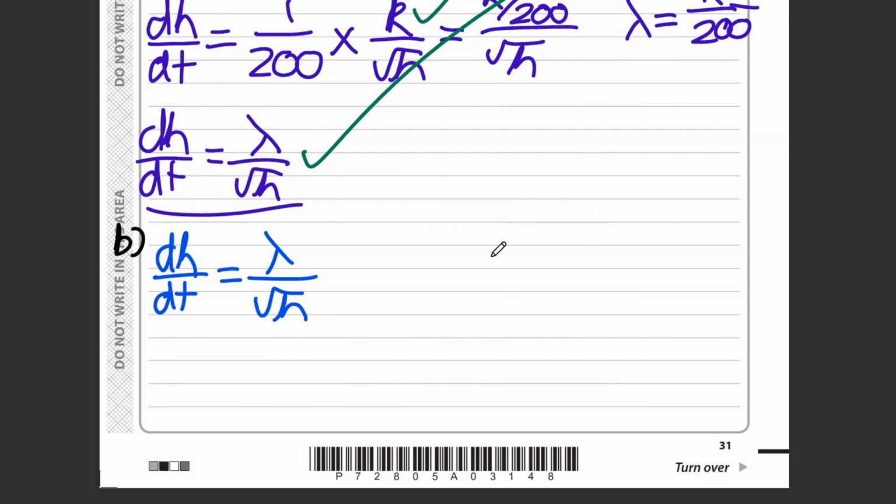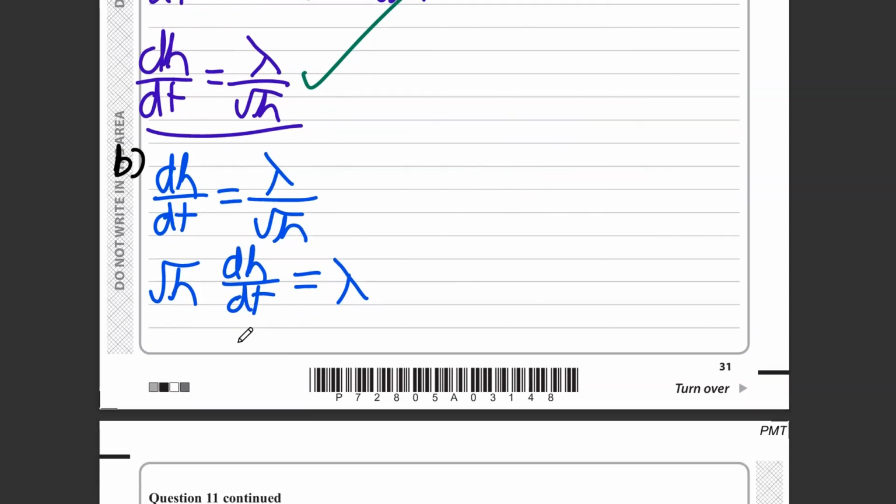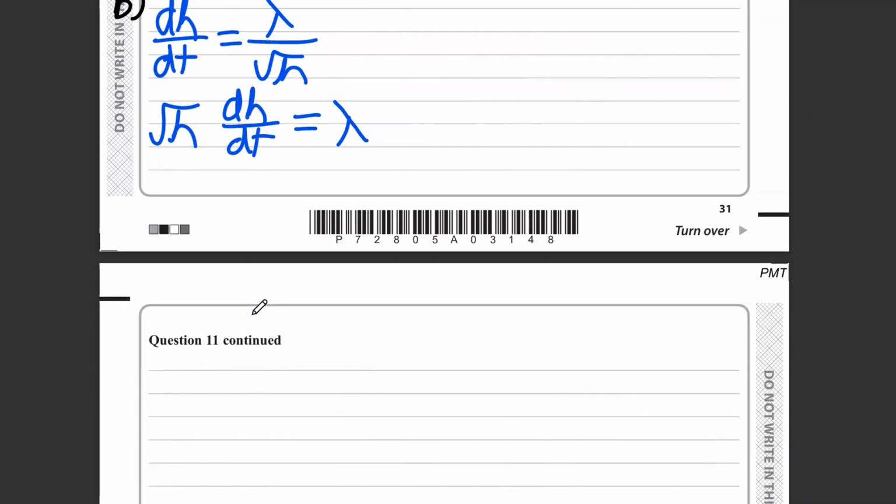The way that we're going to solve this is, firstly, we're going to get all the h and dh terms onto this side of the equation, and all of the t and dt terms onto this side. So firstly, let's multiply everything in this equation by this root h to get rid of this denominator. So it becomes root h dh over dt is equal to lambda, and then let's get rid of this dt denominator, if you like, by multiplying everything through by dt. So this becomes root h dh is equal to lambda dt.